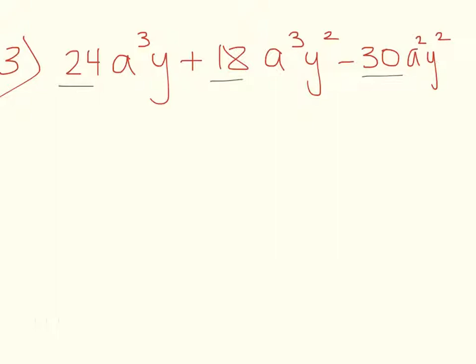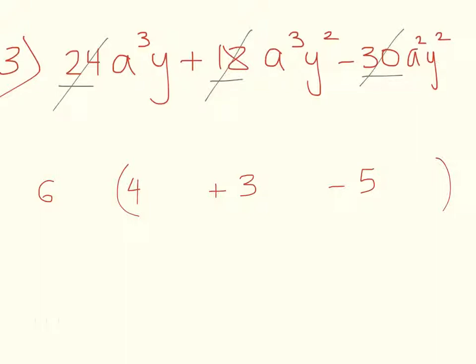I can see a 6 over here, because 6 times what would give me 24? 4. Then 6 times what would give me 18? 3. And then 6 times what would give me negative 30? Negative 5. So I'm done with the numbers.